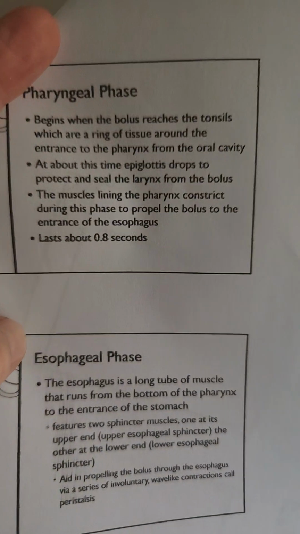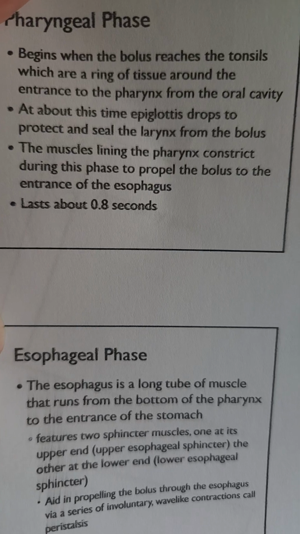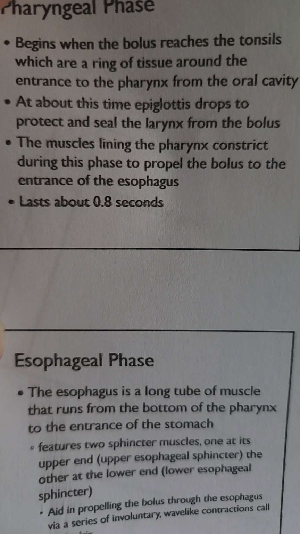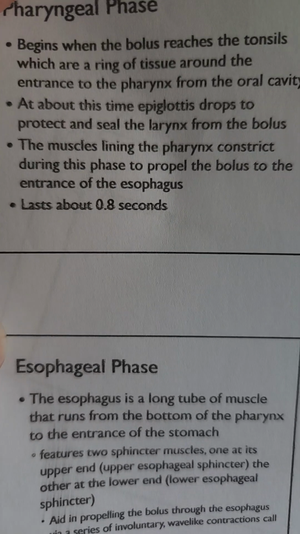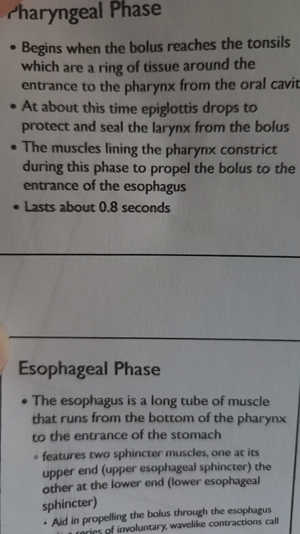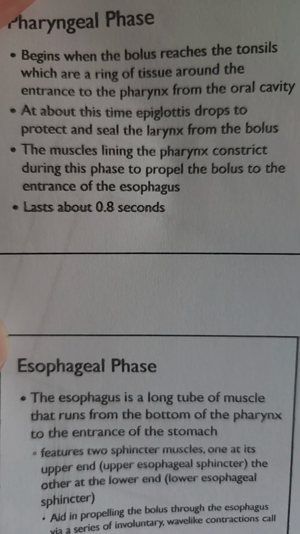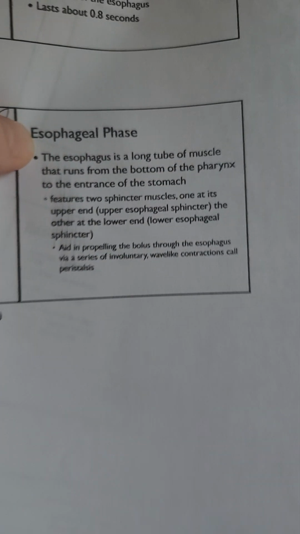Pharyngeal phase begins when the bolus reaches the tonsils, which are the ring of tissue around the entrance of the pharynx from the oral cavity. At this time, the epiglottis drops to protect and seal the larynx from the bolus. The muscles lining the pharynx constrict during this phase to propel the bolus to the entrance of the esophagus. It lasts about 8 seconds.